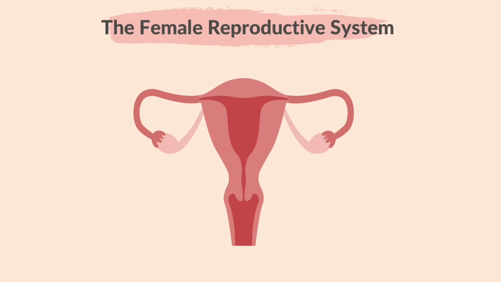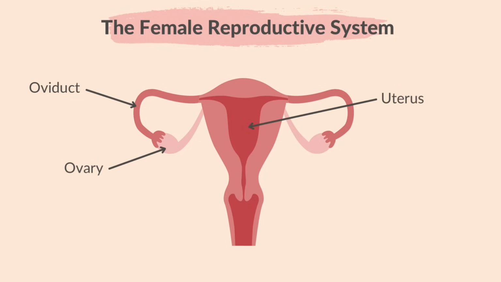Next, let's learn the parts of the female reproductive system. These are the ovaries. These are the oviducts. This is the uterus. This is the cervix. And this is the vagina.